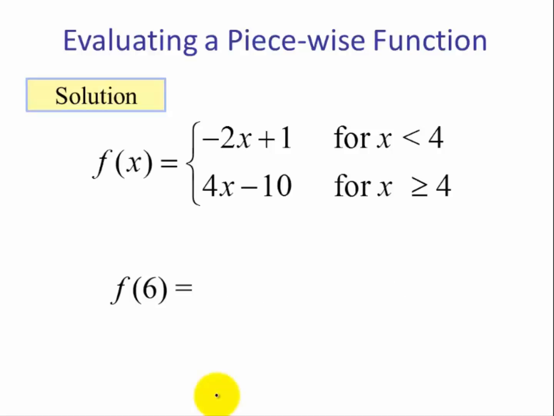Finally, f of 6, x is 6. 6 is greater than or equal to 4, so again we use this piece of the function. So this is 4 times 6 minus 10, which is equal to 24 minus 10, which is equal to 14. So f of 6 is 14.